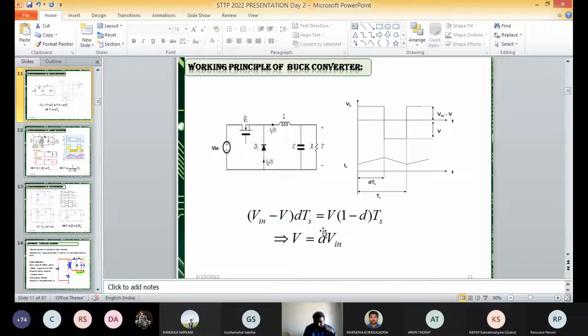This duty cycle is always between 0 and 1. That means it must not be 1 or 0. It is between 0 and 1. That's why the output voltage is always less than the input voltage. That's why it is called a buck converter. So this is the basic working principle of the buck converter.